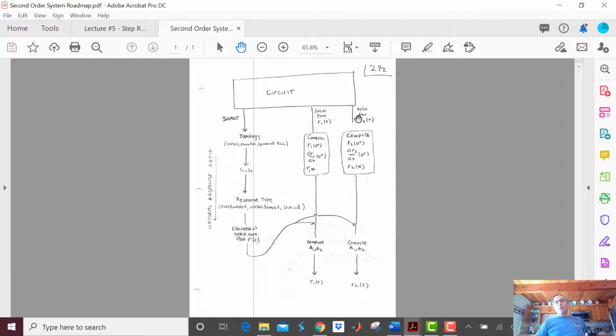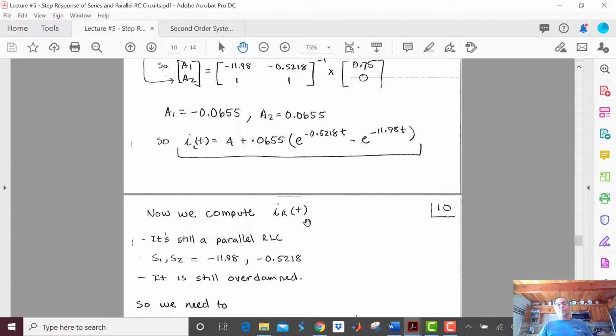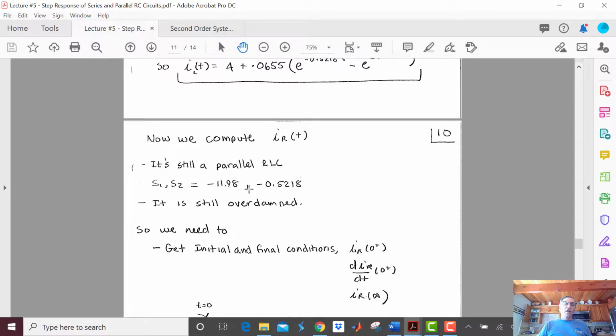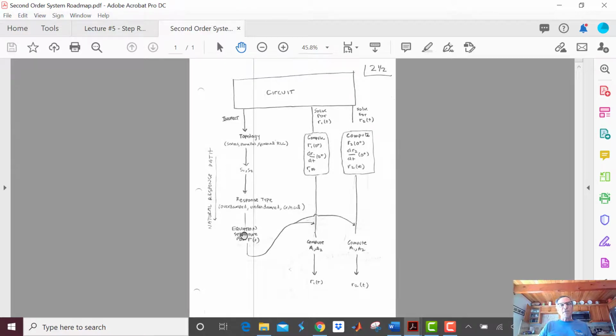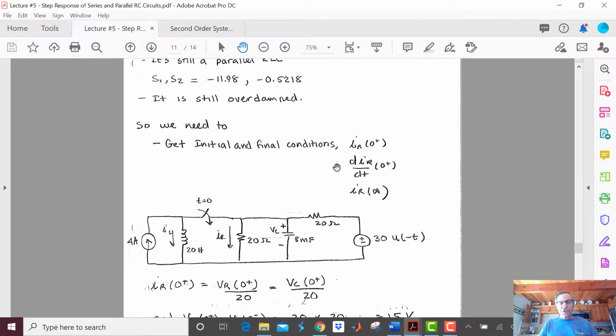Now we're going to solve for the resistor current. I believe that's what we're asked for, so we're going to go down this path. We're basically going to do the same thing: get all our initial conditions, mix them with our natural response and our known equation structure, get A1 and A2, and then get that answer. So we want I sub R of t. Of course, it's still a parallel RLC, so S1 and S2 are the same. It's still overdamped, so all this stuff still applies. I need to get my initial and final conditions: I sub R at 0 plus, dI_R/dt at 0 plus, and I sub R at infinity.